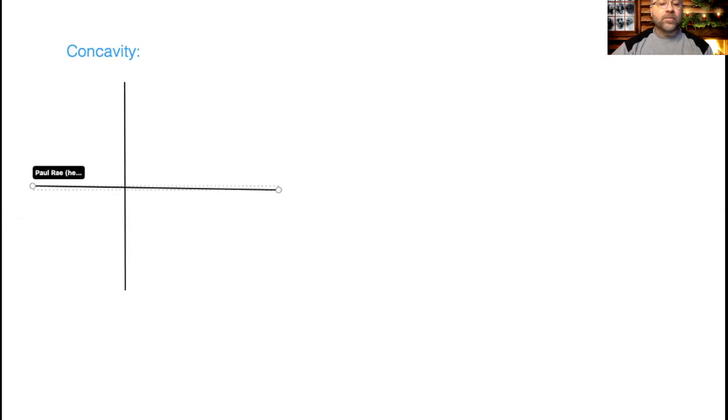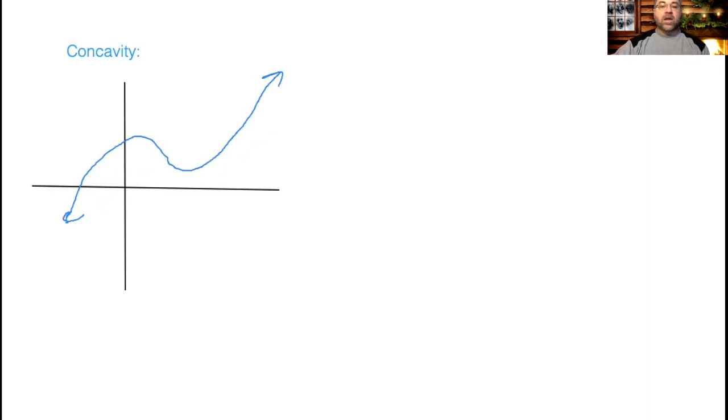So I'm going to draw a function that, if you've been in my class for a while, you're used to seeing. Something that looks like this. Oh, maybe let's make it a little more curvy. There we go. And so the idea in the concavity discussion is looking at where it is concave up and where it is concave down.